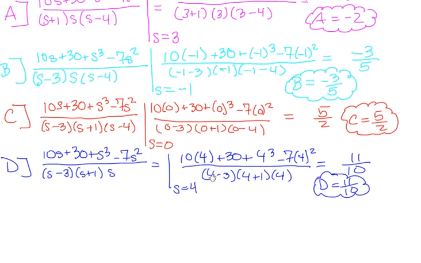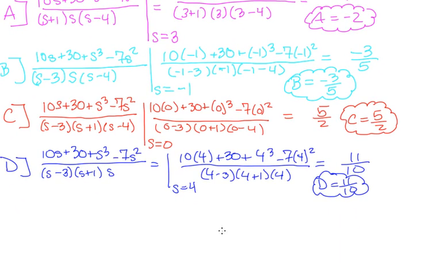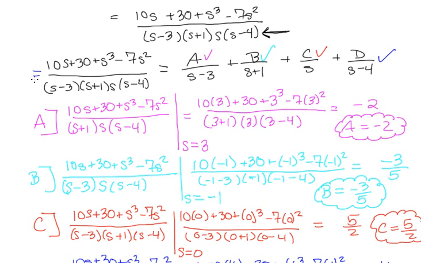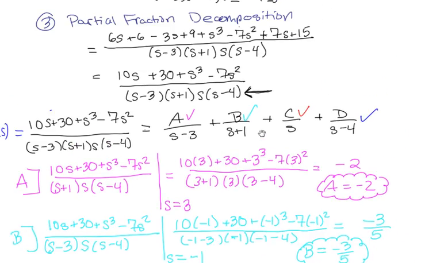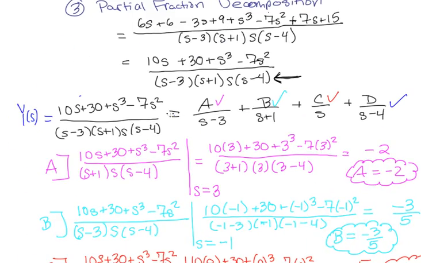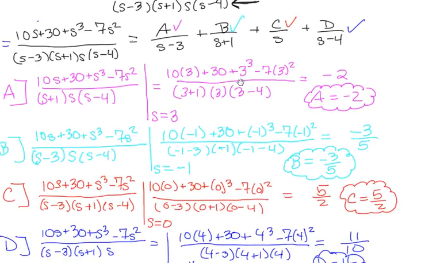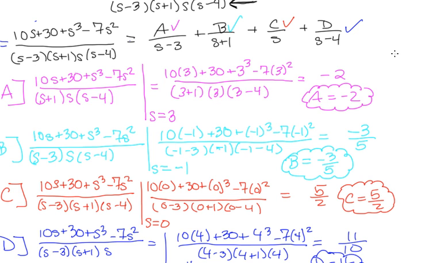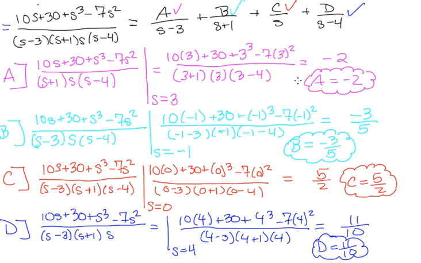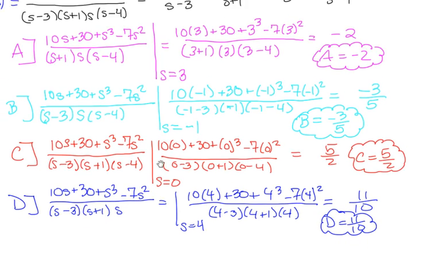Okay, so now we're going to substitute all that back in to this, because remember, we have y of s equals this, which equals this. Remember, y of s equals this fraction over here, and then we're just simplifying it and doing a partial fraction decomposition to get this. And now we have a, b, c, d, so we're going to plug in a, b, c, d back in.